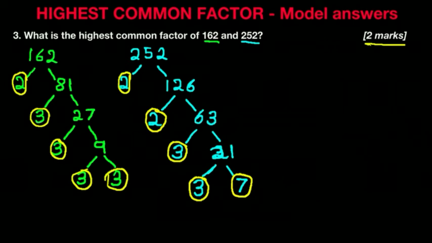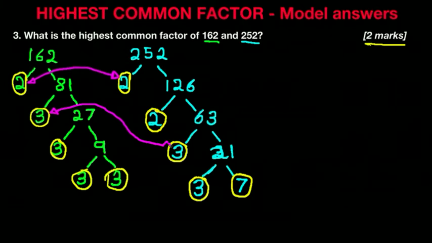Now what we're going to do is match the circles from one number to the other. So we've got a 2 over here. We're going to match it with the 2 on the right hand side. We've got a 3 over here. We're going to match that with the 3 down here. We've also got another 3 here, and we're going to match that with the 3.